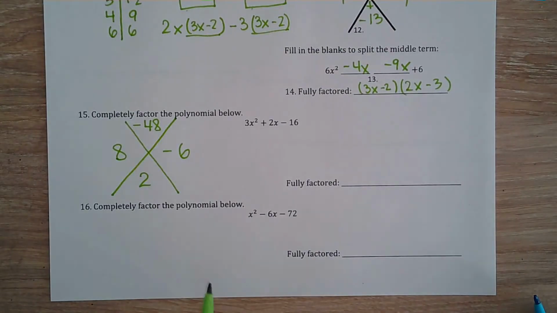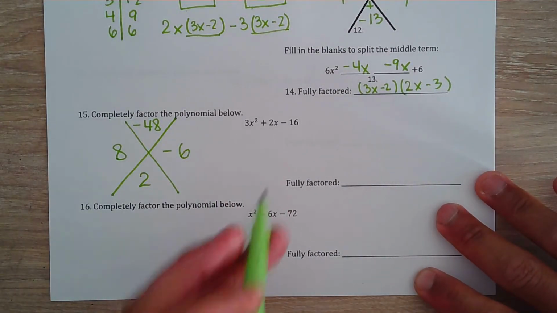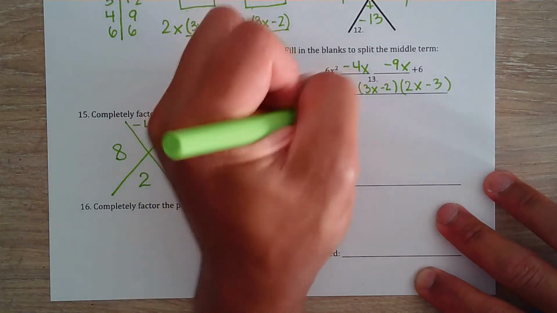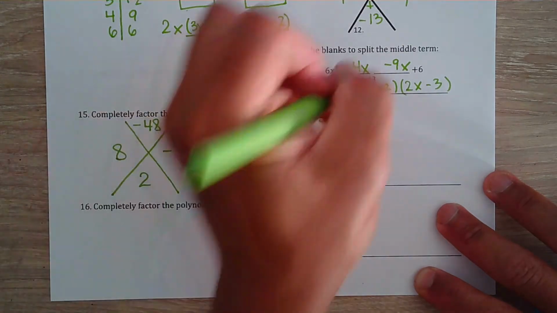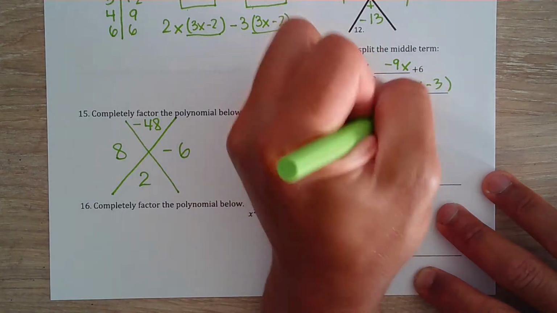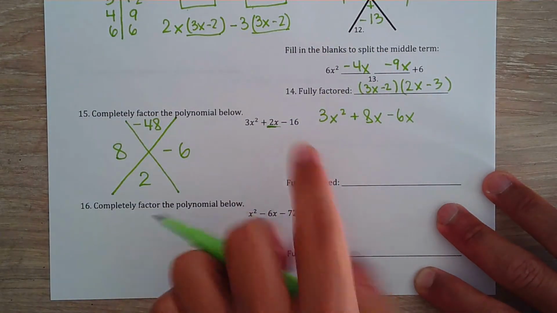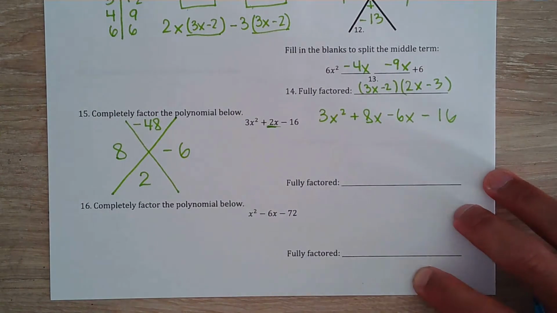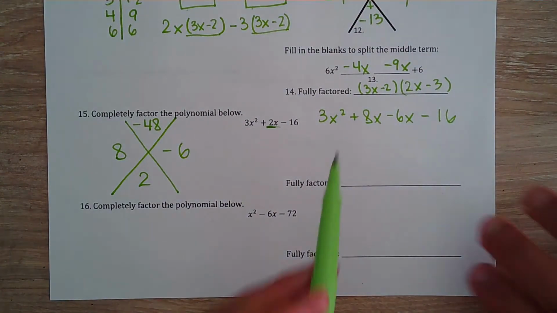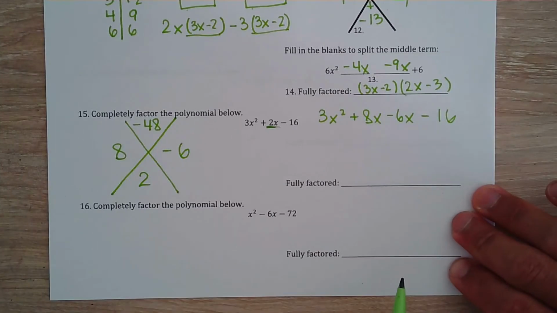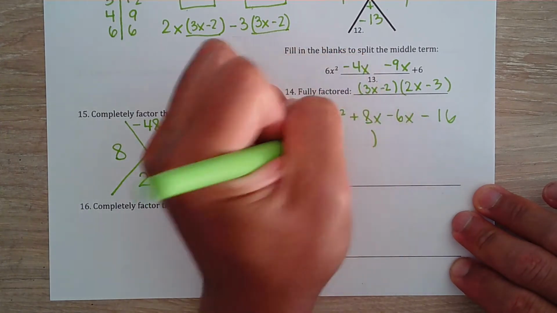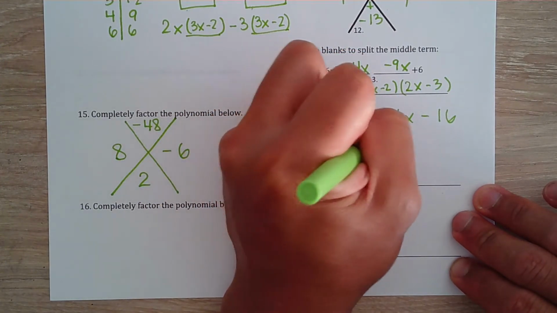Now that allows us to split up our middle term. So we're only splitting this. The rest of it we just write as is. So we literally rewrite 3x squared plus 8x. We get the 8 from there. Minus 6x minus 16. All right, and then we factor by grouping. So out of 3x squared plus 8x, we notice that they only share an x. In parentheses, we have 3x plus 8.